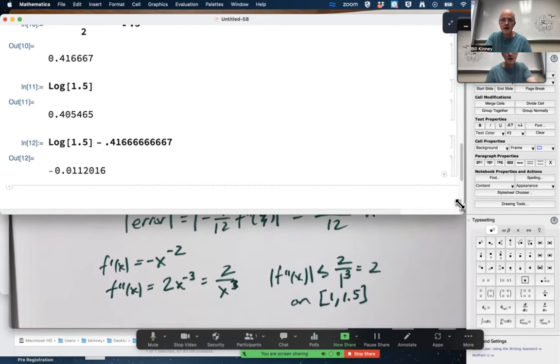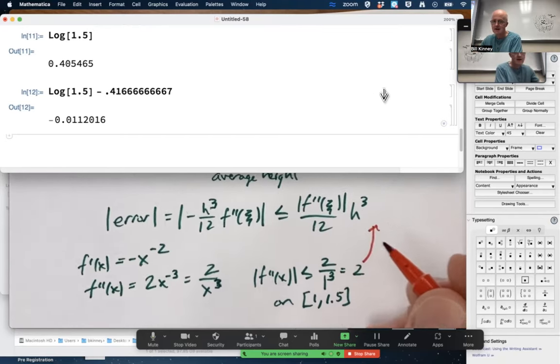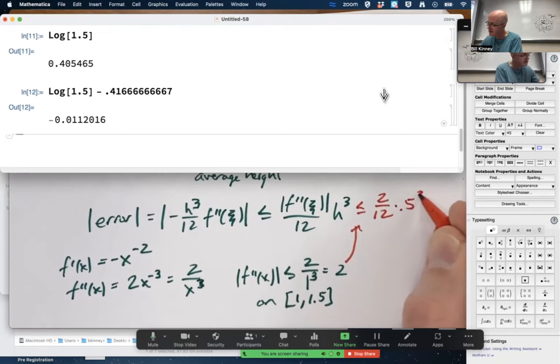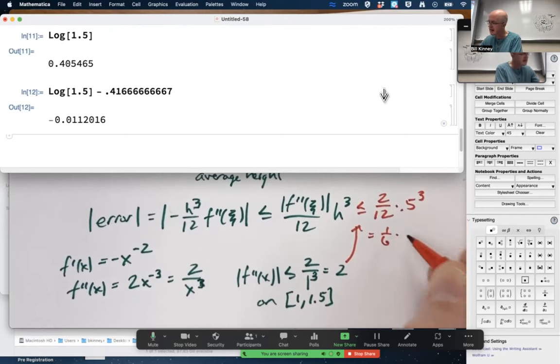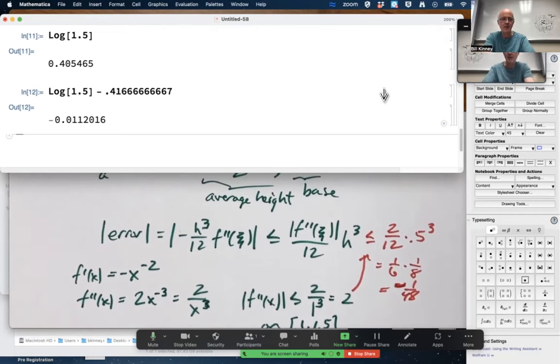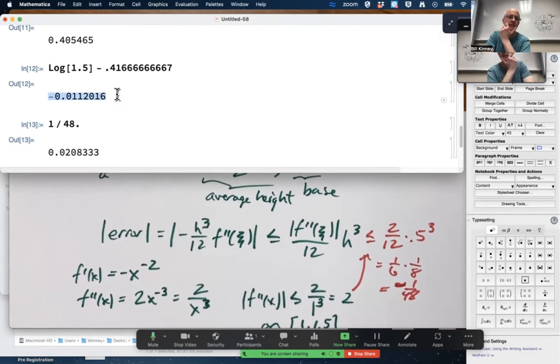So I can therefore say the error is less than or equal to 2/12 times 0.5 cubed, 1/6 times 1/8, which is 1/48. That is going to be an upper bound for the absolute error. Yes, the absolute value of the actual error is definitely less than 0.02.